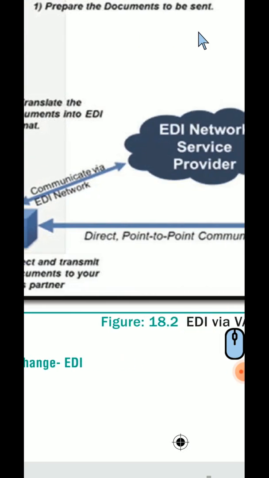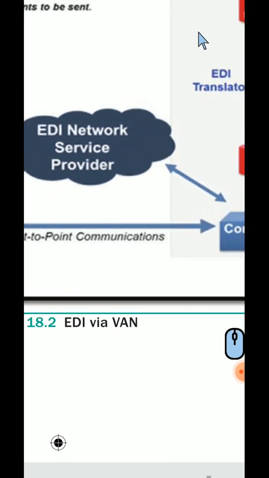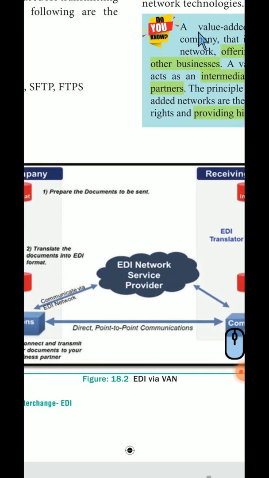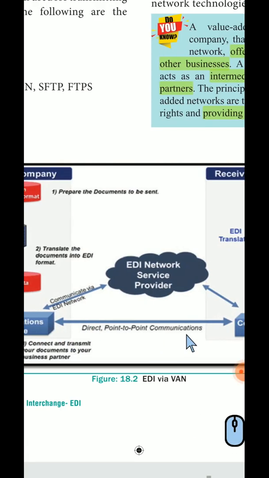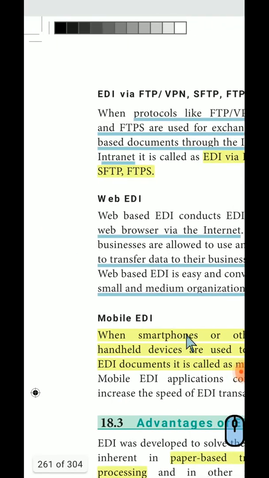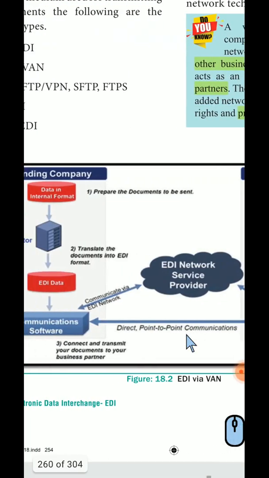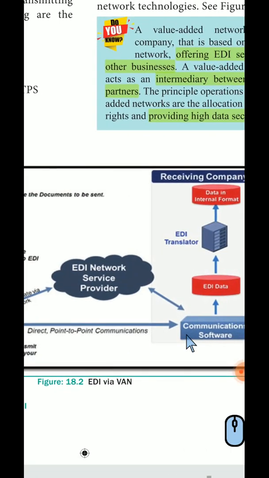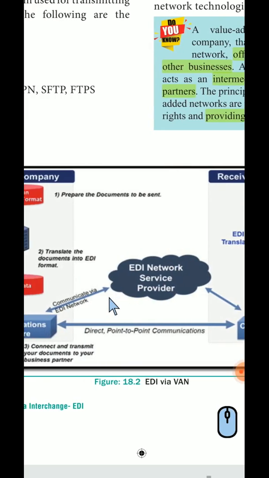And here, direct or point-to-point communication, so without this EDI network service provider, it will be directly communicated to this particular receiving company. So whatever is sent from this sending company will be directly passed to this receiving company without any service provider for the first time. There is a direct EDI.